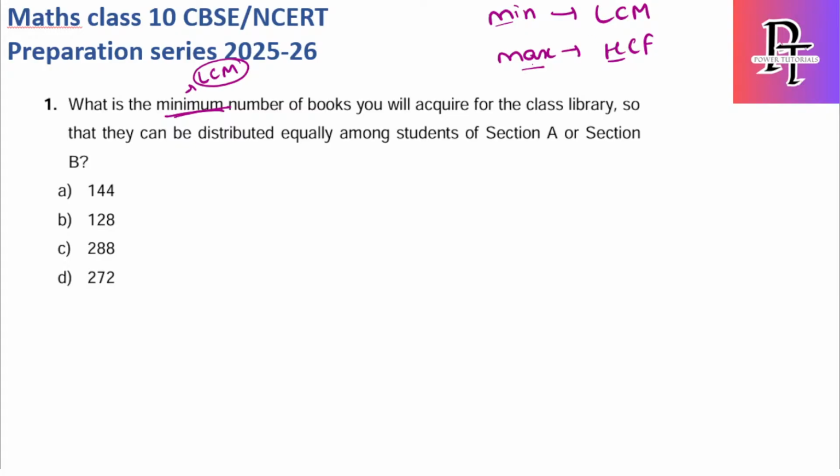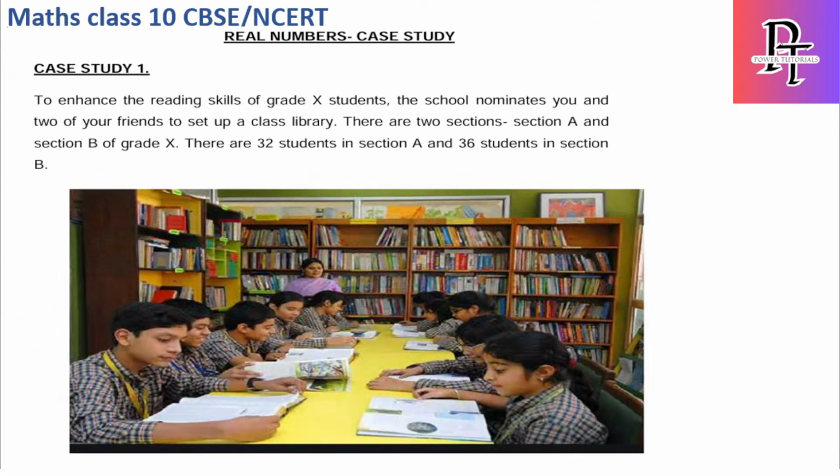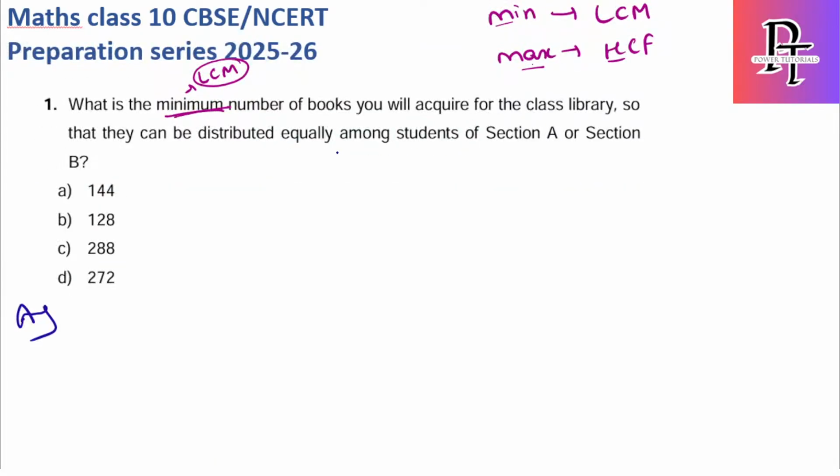Let's see the question. The minimum number of books you will acquire for the class so that they are distributed equally among section A and section B. Simple, we need to find the LCM of 32 and 36. To find the LCM, I am going to explain with the help of 2 methods. First is the prime factorization method and second is the common division method.